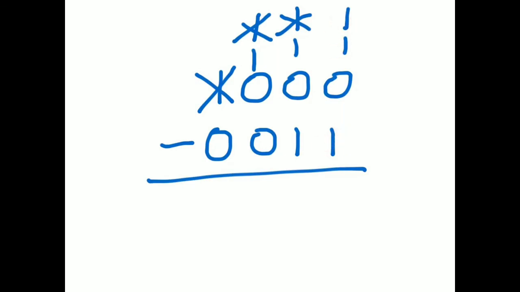Now we say 2 minus 1 is 1. Then we say 1 minus 1 is 0. Then we say 1 minus 0 is 1. And lastly, 0 minus 0 is 0. And there you go. And you see you've got the right answer.